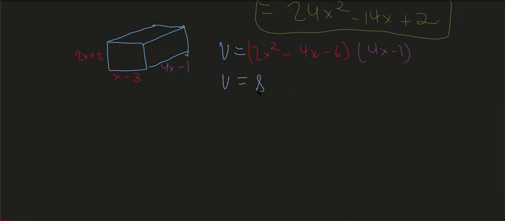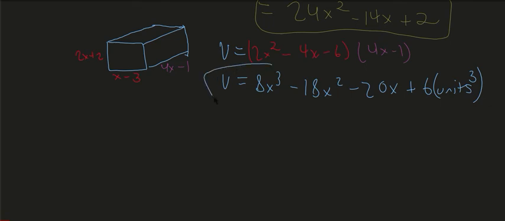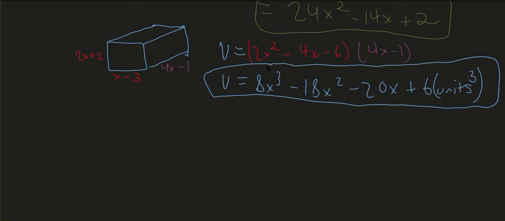the volume equals 8x cubed minus 18x squared minus 20x plus 6. And keep in mind this is cubic, so our units would be units cubed. I'll put this in parentheses. It doesn't say the units, but I always prefer doing this because it gives us a better answer, or what your teacher prefers. He prefers you give the units.